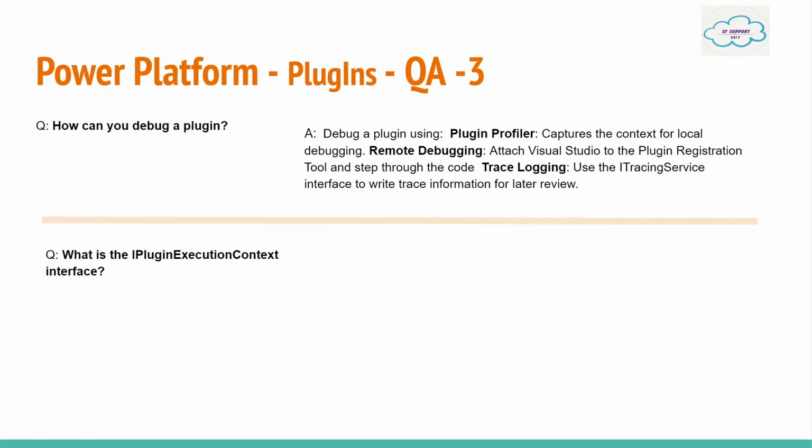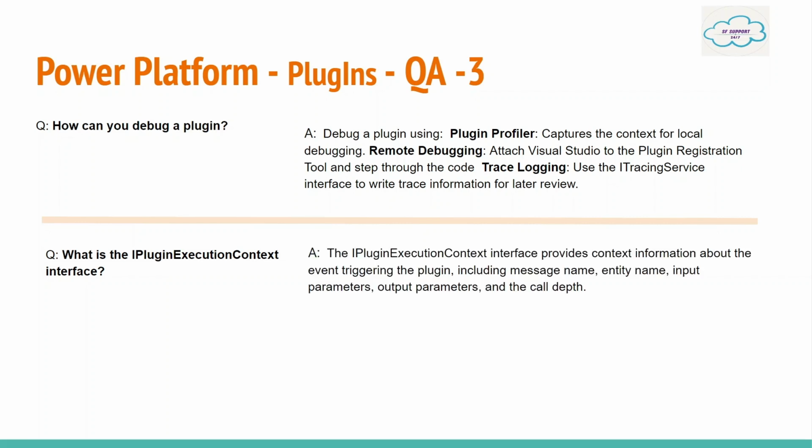Question: what is the IPluginExecutionContext interface? The IPluginExecutionContext interface provides context information about the event triggering the plugin, including the message name, entity name, input parameters, output parameters, and the call depth.